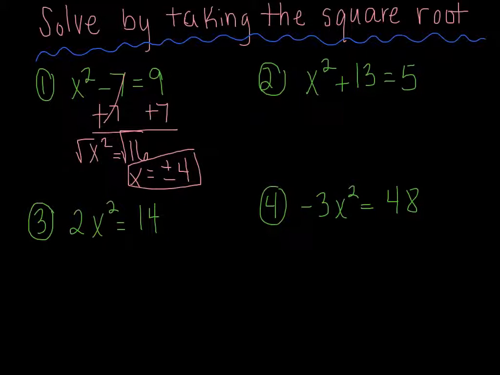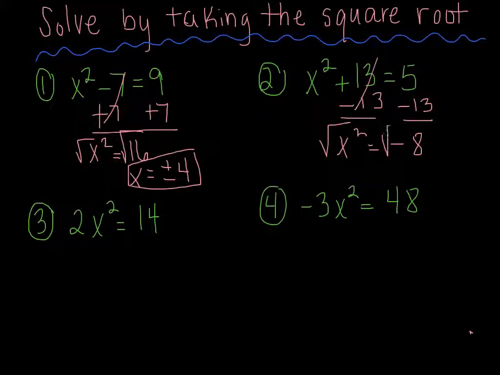Number 2, we're going to subtract 13 from both sides. And then we'll get x squared equals negative 8. So now we have a negative under the radical, so we'll have our i to represent that imaginary number. But we've got to break down 8, 4 and 2, 2 and 2. So it's going to be plus and minus 2i radical 2.